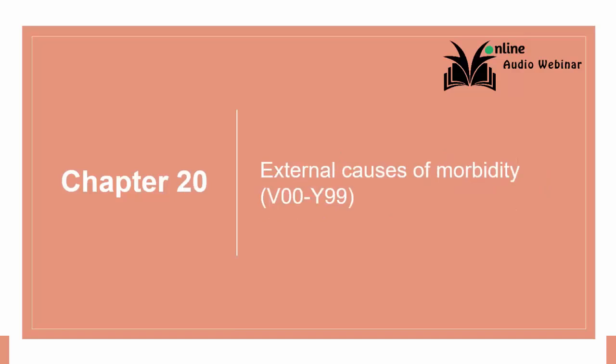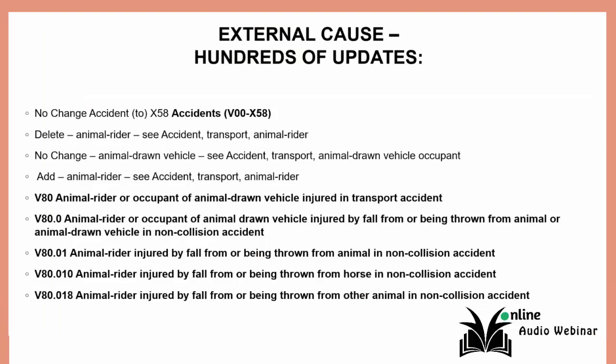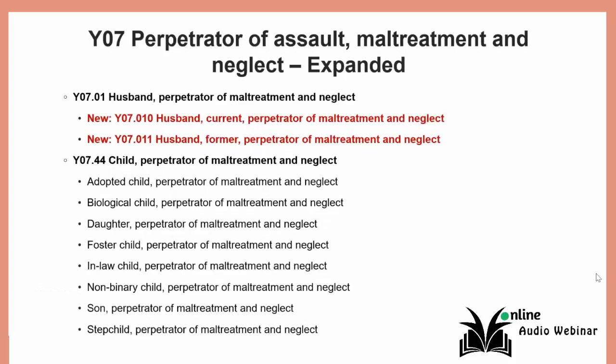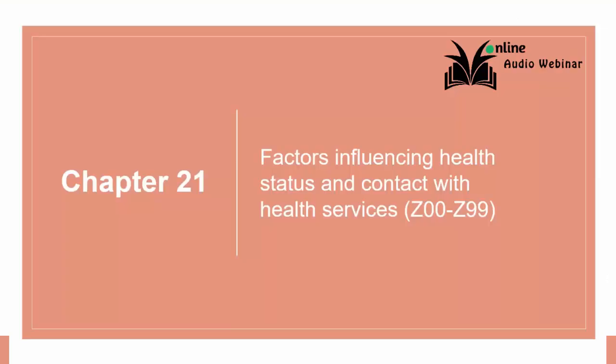Now we're to Chapter 20, V00 to Y99. And the X, I forget about the X, had so many changes and additions. Y07, perpetrator of assault, maltreatment, and neglect. This has been expanded a lot. Our last chapter, Z, you know, that has a lot that's very pertinent to home health and hospice. Factors influencing health status and contact with health services, Z00 to Z99.